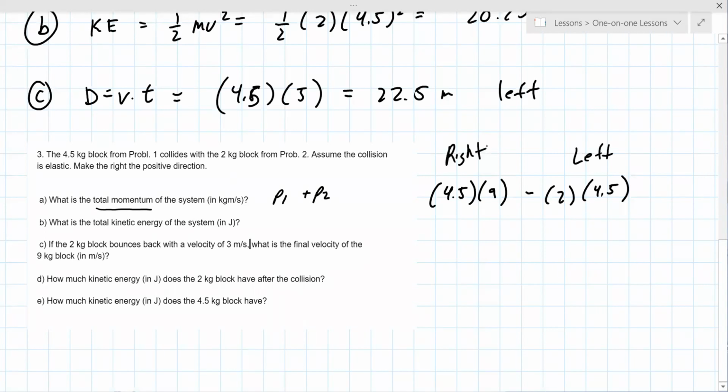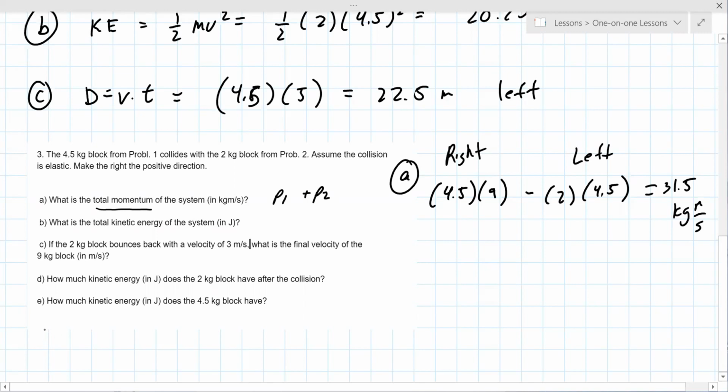Okay. Calculations. I get 31.5 for that, and that's kilograms meters per second. That's part A. Kg meters per second.